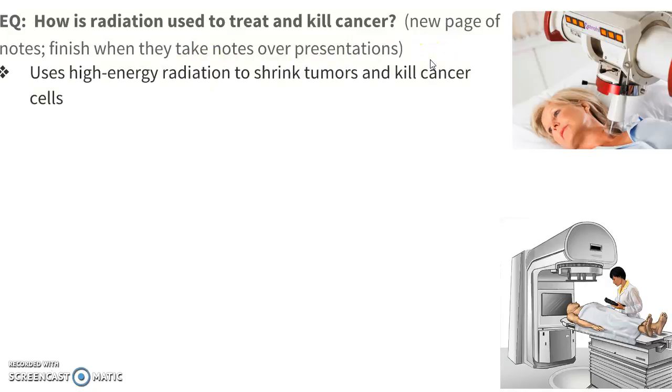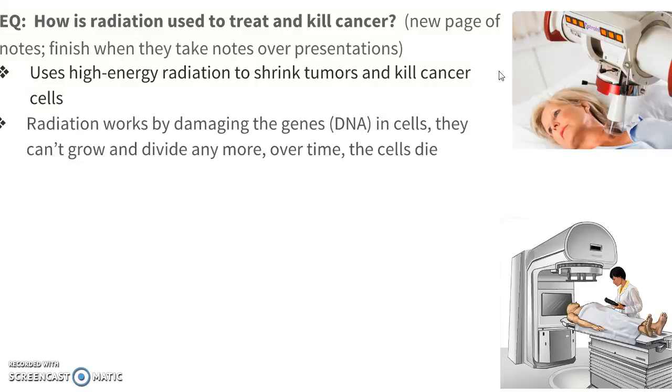So a little bit about radiation. We use high energy radiation to shrink tumors and kill cancer cells. It's ironic that exposure to radiation can cause cancer, but you can also kill cancer cells if you expose them to a high enough energy radiation. How that works is the radiation damages the genes in the DNA so badly that the cells can't grow and divide anymore, and over time those cells die.